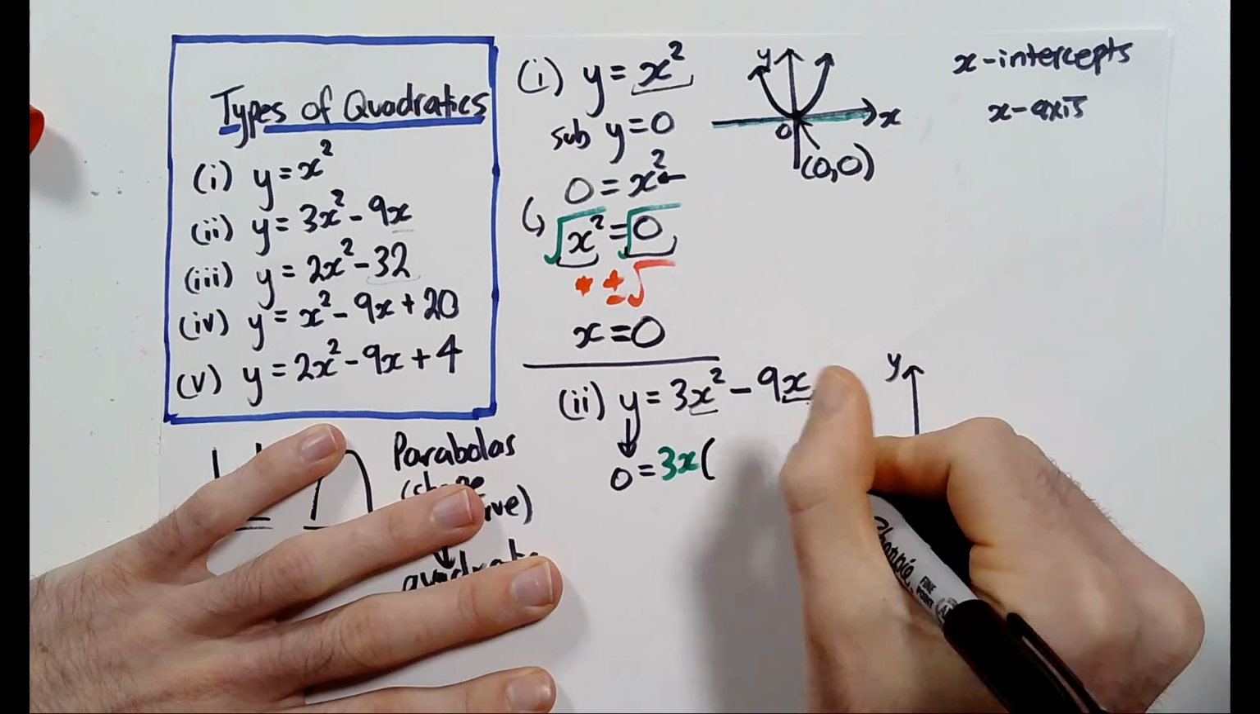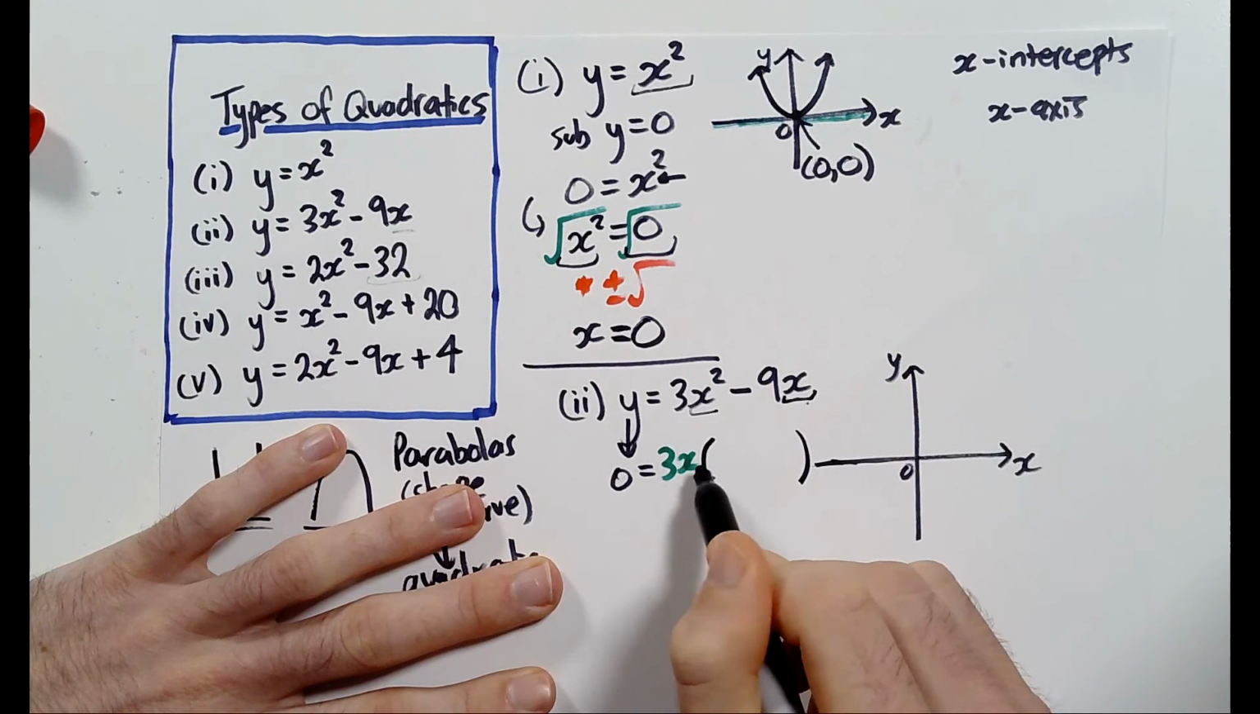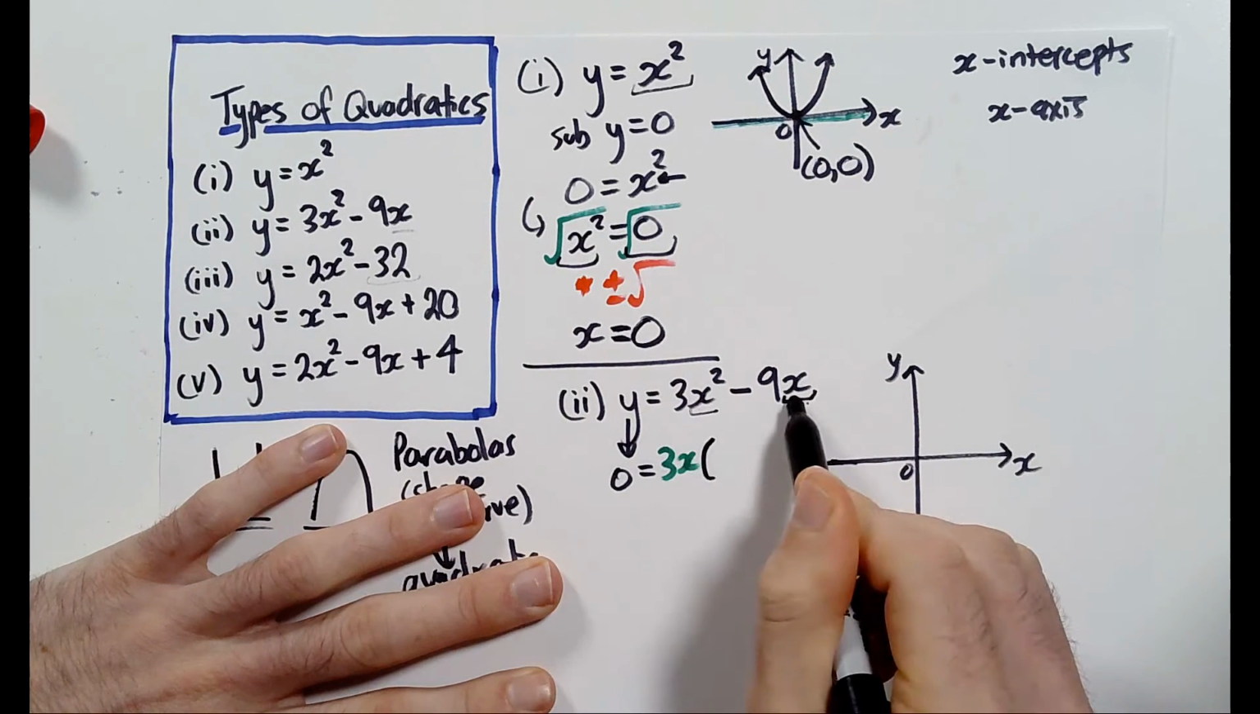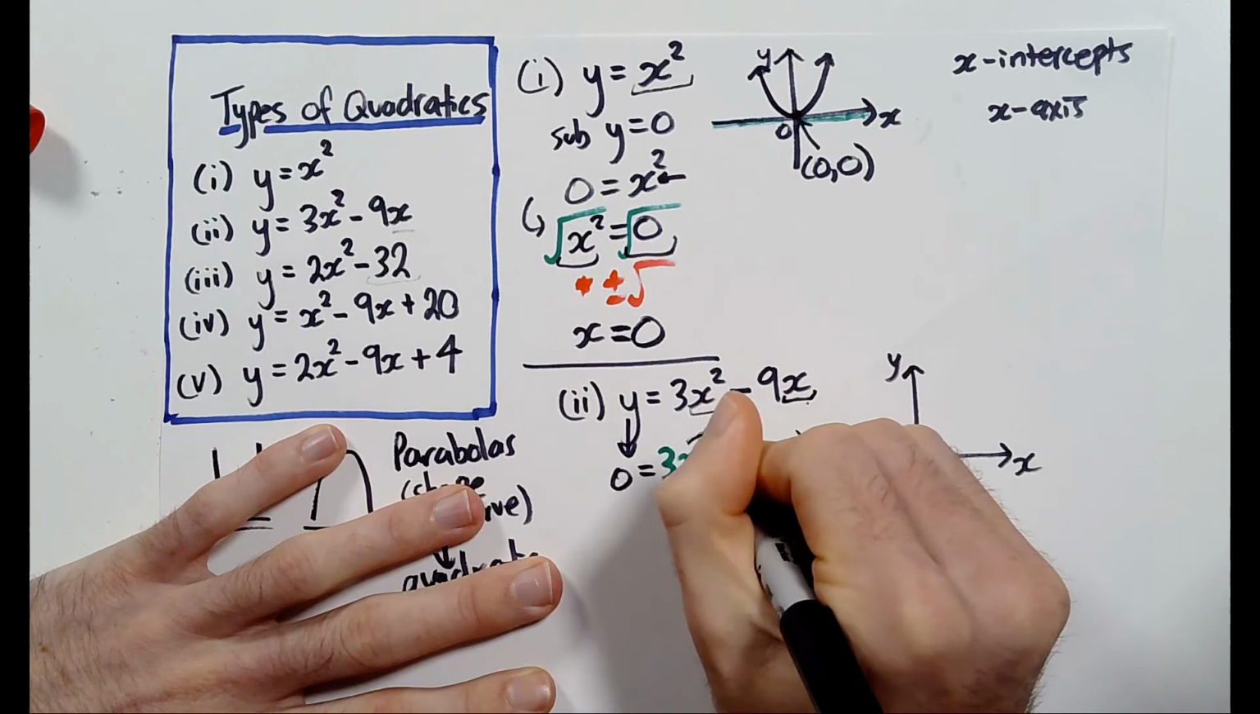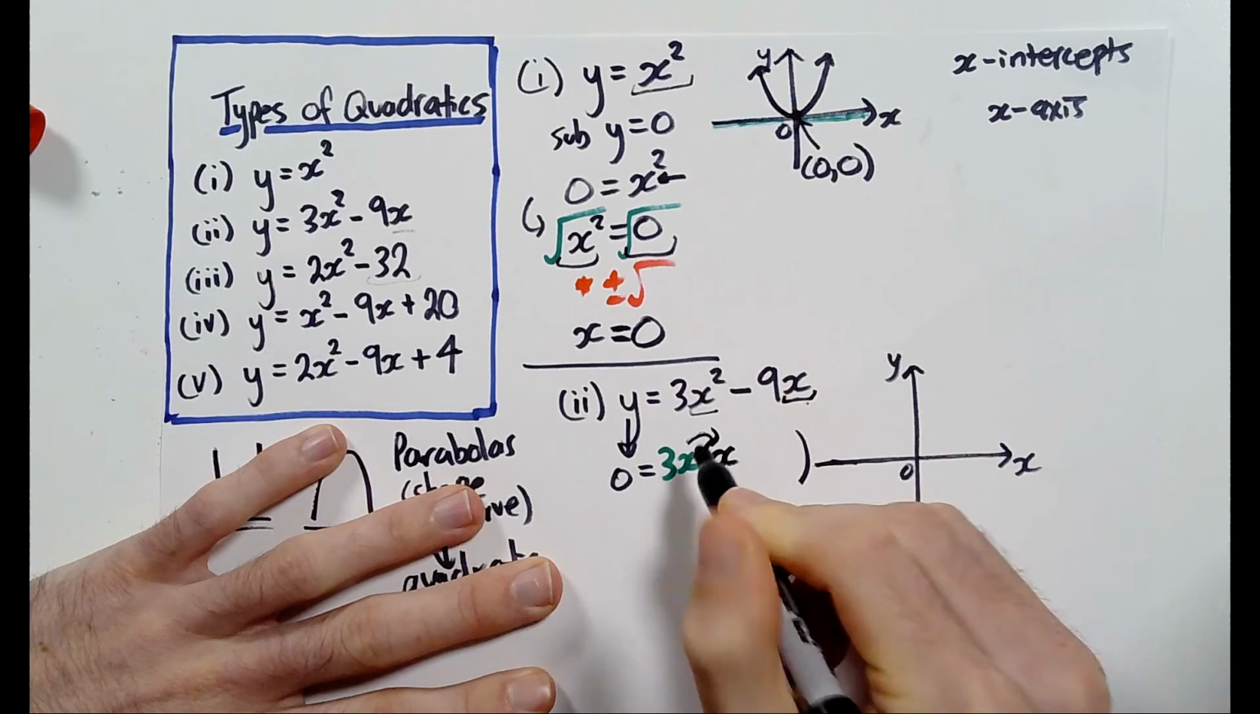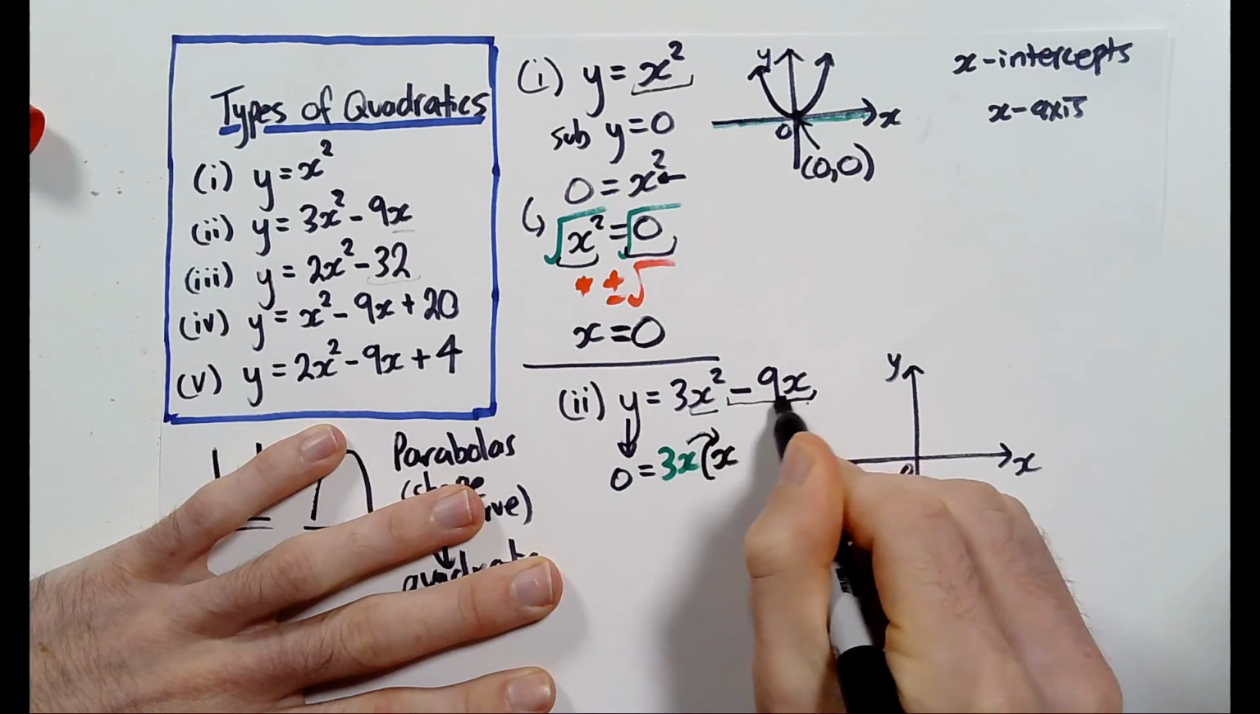Then we have to put in brackets the numbers that would take us back to the original. So 3x times what would give us 3x²? Well, x. 3x times what would give us negative 9x?